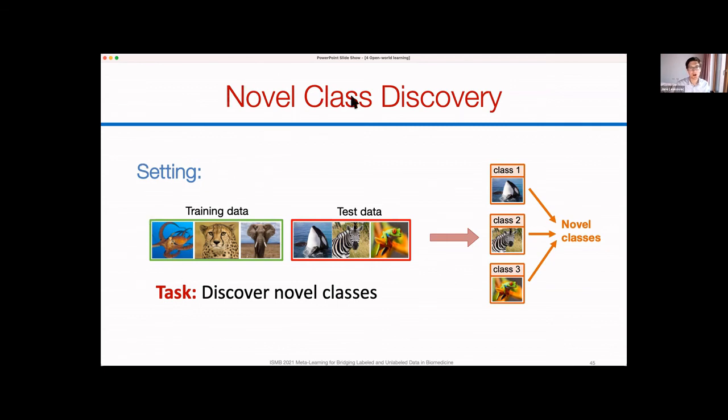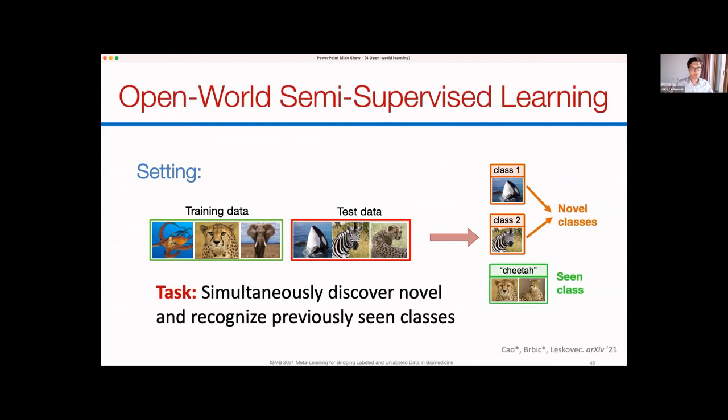And what open world semi-supervised learning does is combine the two, right? The idea is that at training time, we get images annotated with species, and at test time, some of the images might come from existing known species, and some images might come from, let's say, unknown species. So what the method has to do is say, oh, this kind of species I haven't seen yet, so I will call it new species number 1. I haven't seen this funny looking species, I'll call it species number 2. But this particular species I have already seen, and I know it's called a cheetah, right? So at the same time, we want to classify images that we already know into a given class.